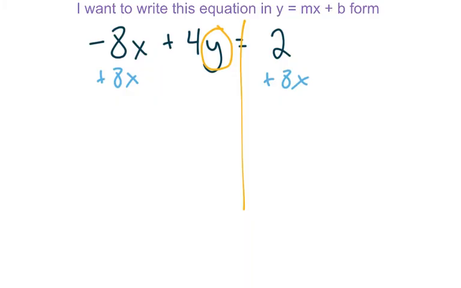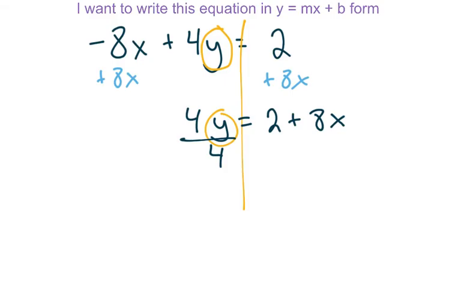So you can't simplify 2 plus 8x. So I'm just going to have to write that as 2 plus 8x and keep the 4y over here on the left. Remember, my goal is to keep the y by itself. So I need to get rid of that times 4. I'm going to do that by dividing by 4. If I do it to one side, I have to do it to the other side.